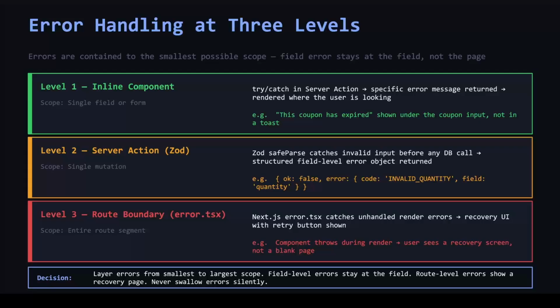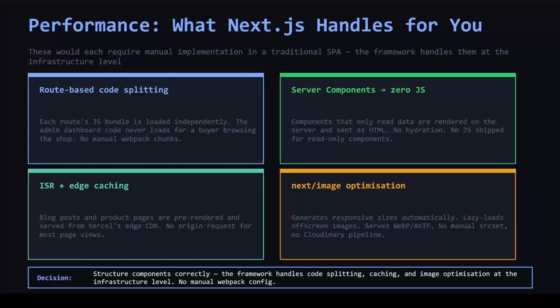The decision: layer errors from smallest to largest scope. Field level errors stay at the field. Route level errors show a recovery page. Never swallow errors silently. Performance: what Next.js handles for you. 4 performance optimizations that each require manual implementation in a traditional single-page application. Next.js handles all of them at the infrastructure level.